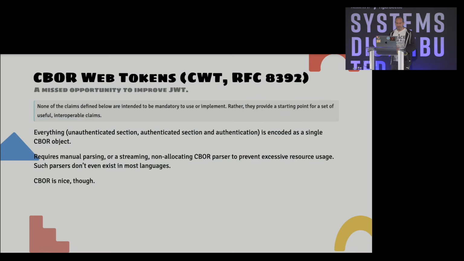There's an improvement. Well, they tried to improve it, which is called CWT. It works exactly the same way, except that instead of JSON, we use CBOR, which is a binary serialization format, which is nice. It's pretty compact. It supports binary data. It's cool. But they messed up. Because instead of having three different parts, like the metadata and the payload and the signature as different objects, they store everything in a single CBOR object. So once again, you have to use a streaming CBOR parser if you want to avoid DOS attacks. I'm not aware of any implementation that supports that in any language.